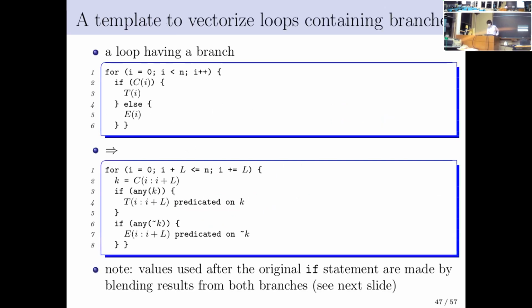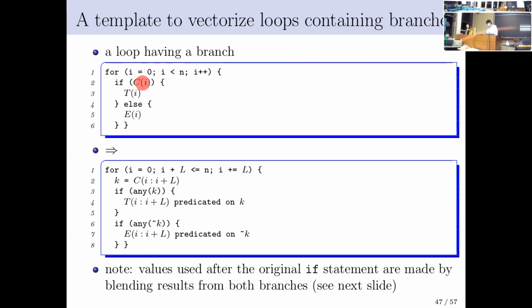Okay, so let me finish this slide. Sorry for overrunning the time a little bit. This is a typical template to vectorize loops containing branches. Let's say this loop has an if statement inside. If c_i, then it does T, and otherwise E. The way you convert this loop looks something like this.